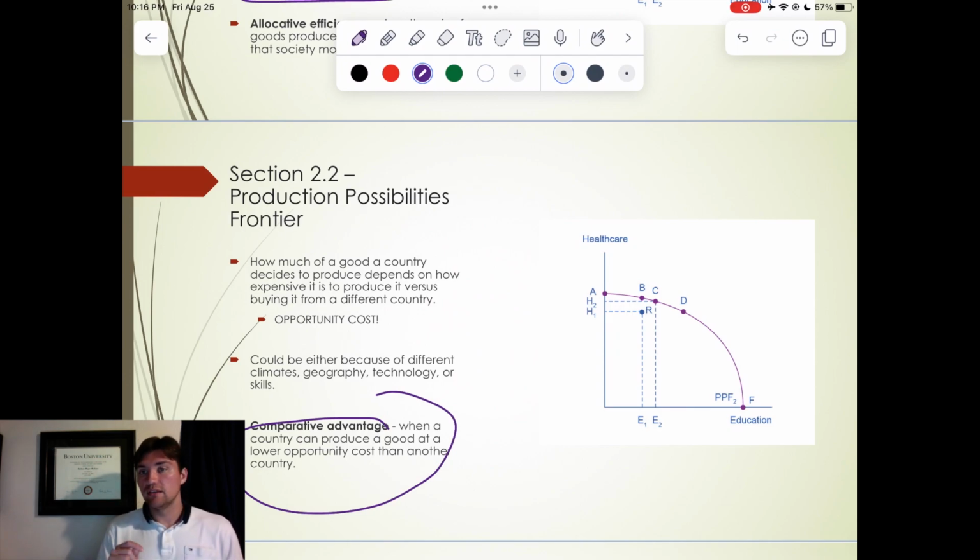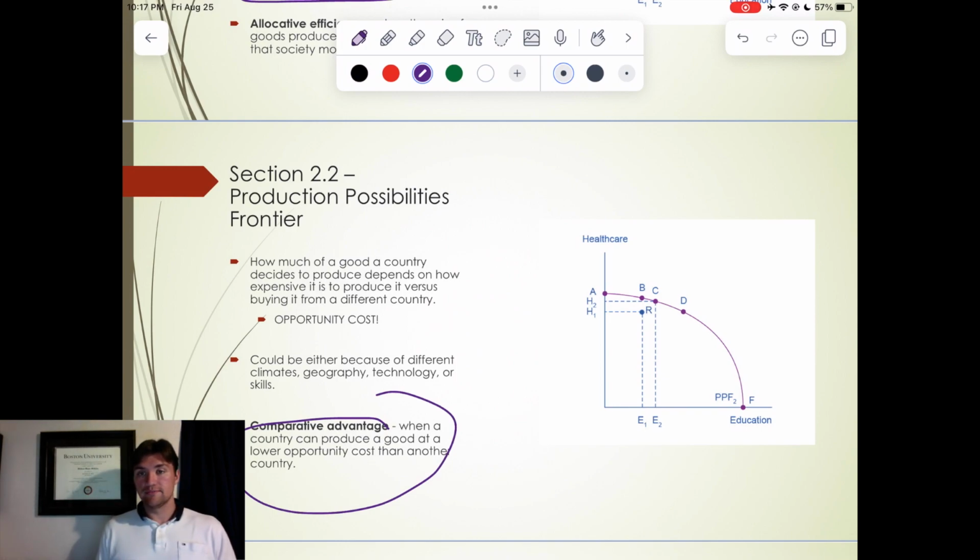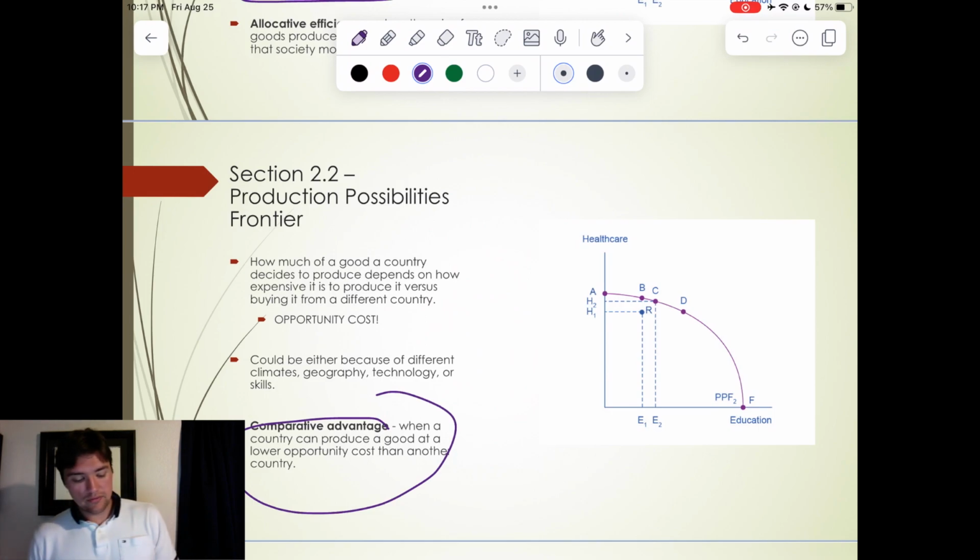Anytime I ask you the comparative advantage, the question you're going to ask yourself is, who does it cheaper? And that's going to come back to the opportunity cost. So when we're looking at moving from one spot to another spot, that is the opportunity cost. Some factors for why a country would have the comparative advantage: it could be the climate, it could be geography, technology, skills, things like that. That is where a lot of your comparative advantages are going to come from.